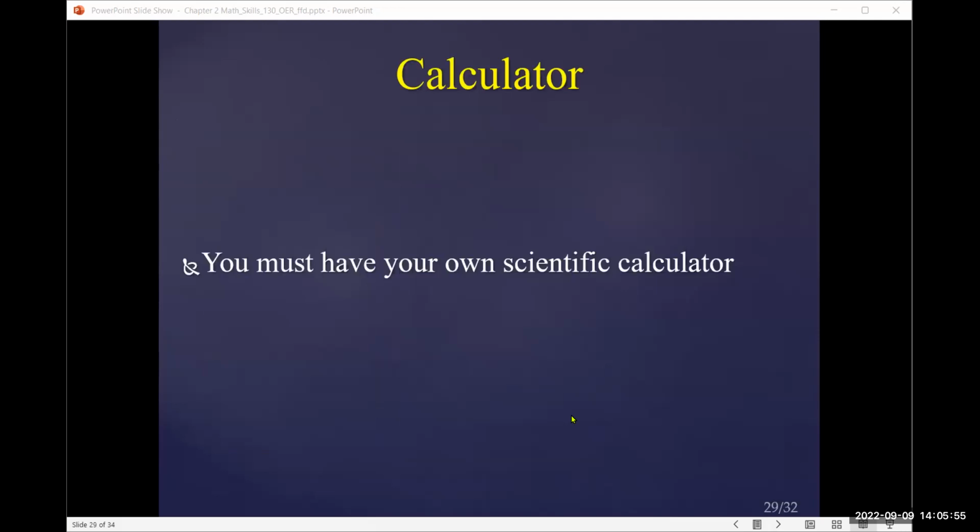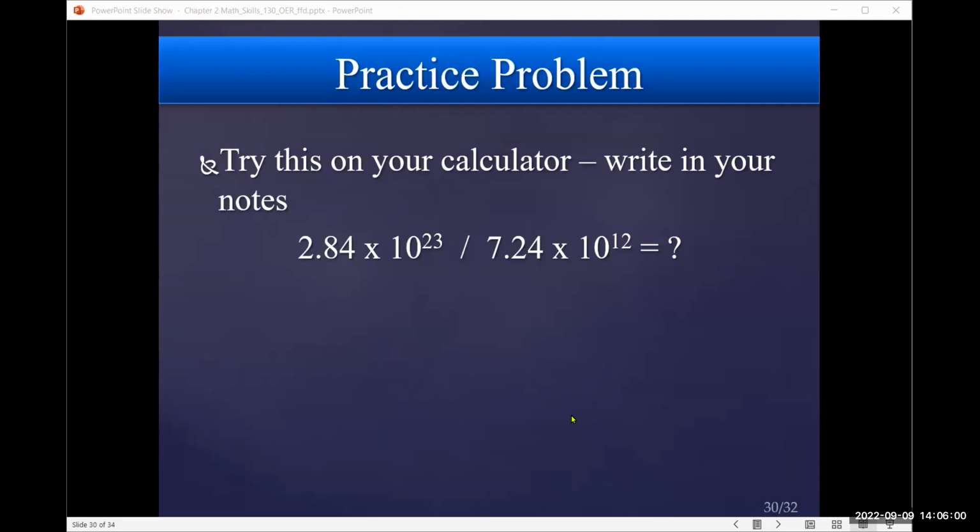All right, so have your calculator so you can do your calculations, and let's take this problem, and you can try this at home.